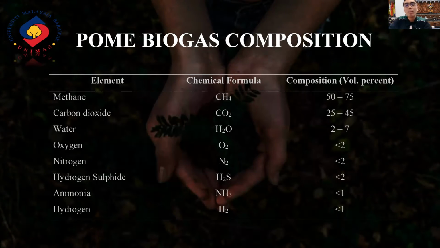And then here we have our POME biogas composition. From the table of POME biogas composition, as we can see here, methane has the highest concentration, which is around 50 to 75 volume%. And then we have carbon dioxide, CO2, around 25 to 45 volume%, which is the final product of the anaerobic digestion.